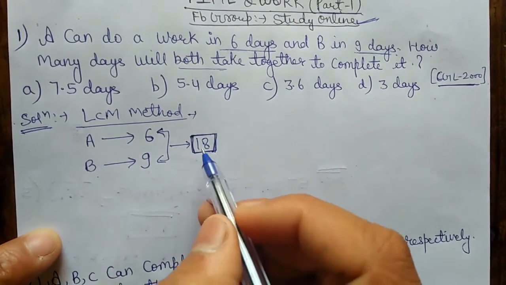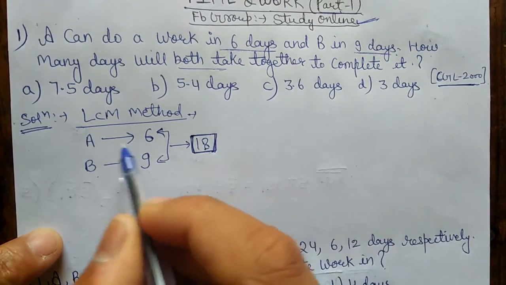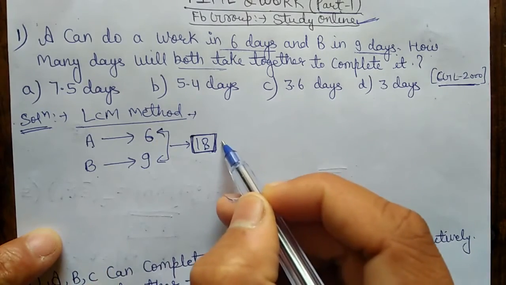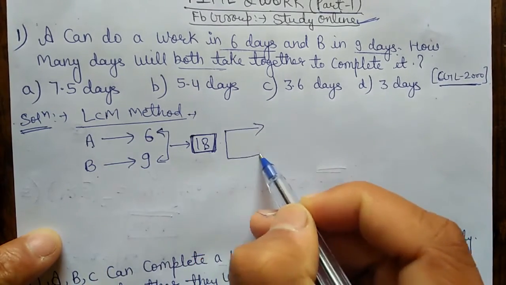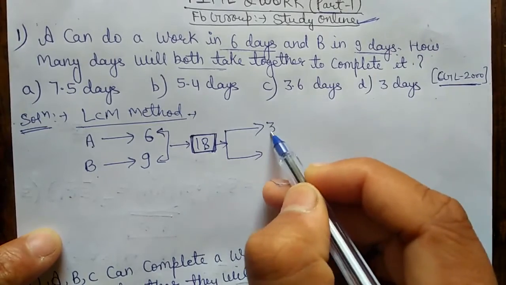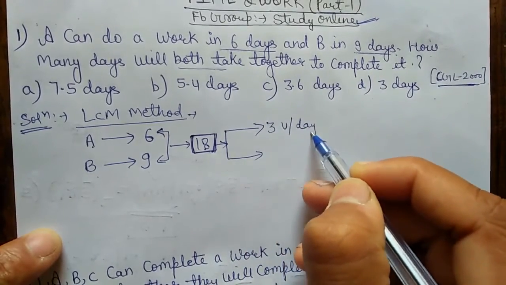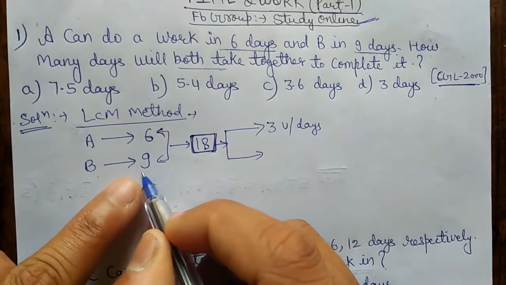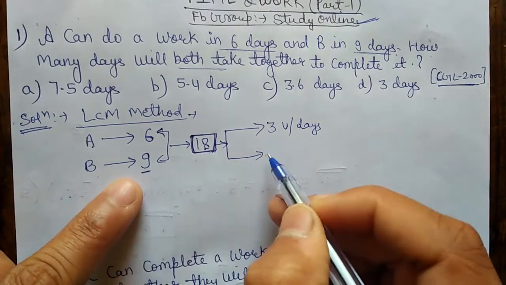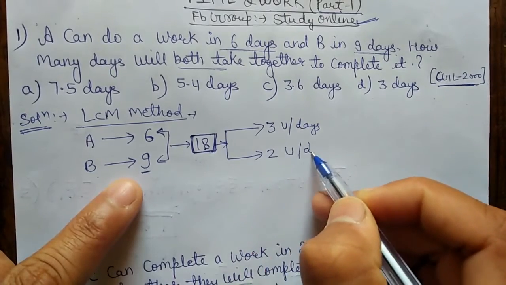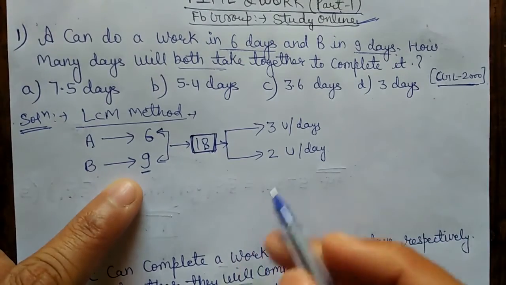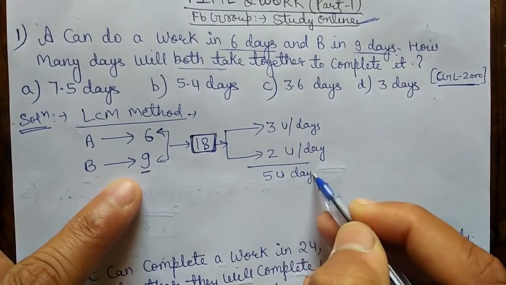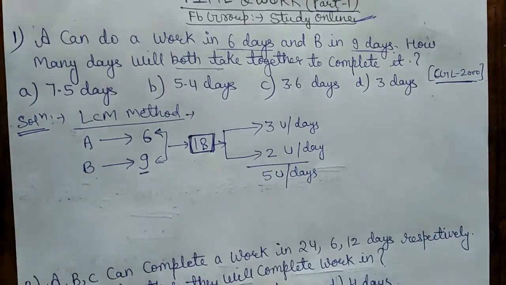Suppose 18 is the total unit and A is doing it in 6 days. That means A is doing 3 units per day. Then only he can complete 18 units in 6 days. And B is completing it in 9 days, that means he is doing 2 units per day. Now A and B together are doing 5 units per day.